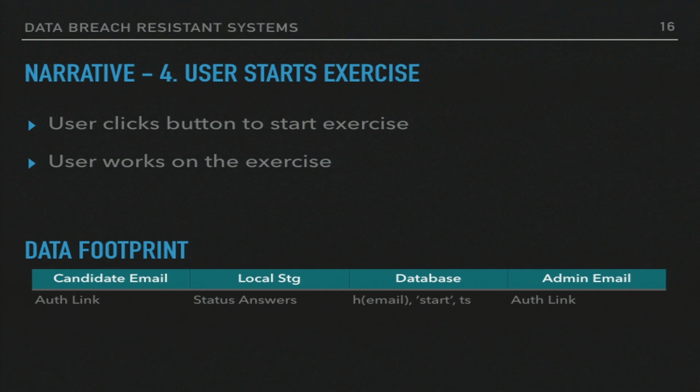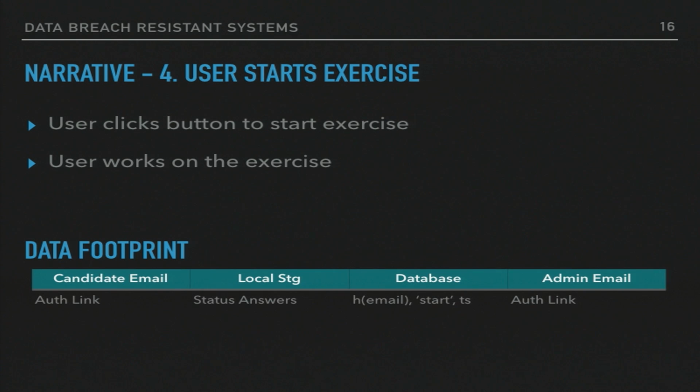So now the user starts the exercise. They click this big button, I'm ready to start the test, which starts the timer. And we store a record in the database. And it's just these 3 things. I had to compress it for space. It's a cryptographic hash of their email address, it's an event, in this case they're starting the test, and it's a timestamp, right?